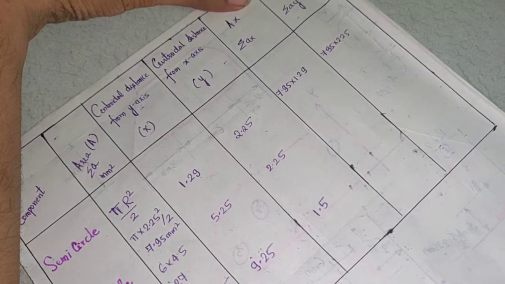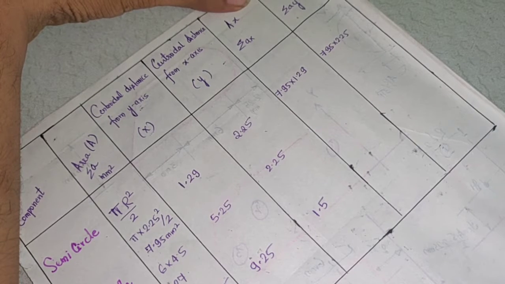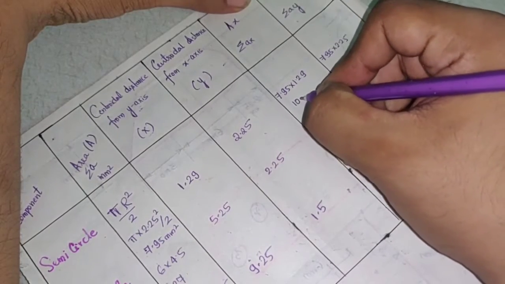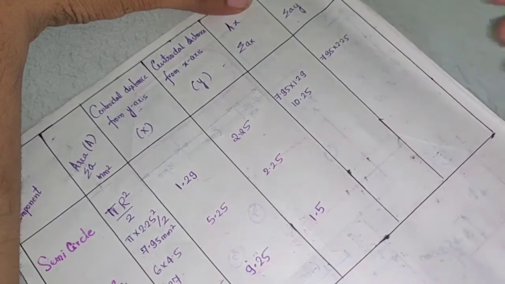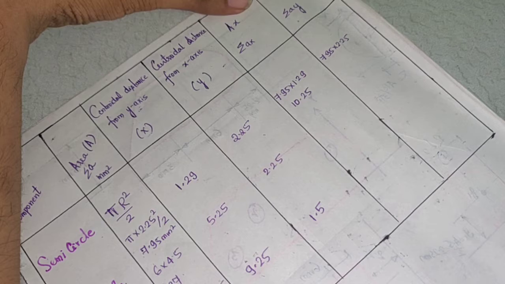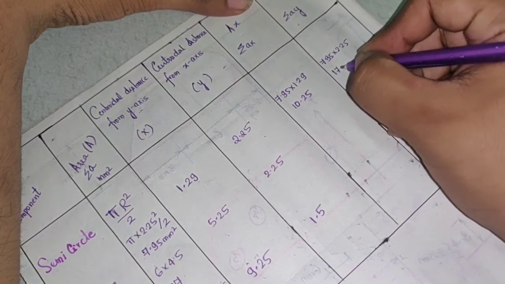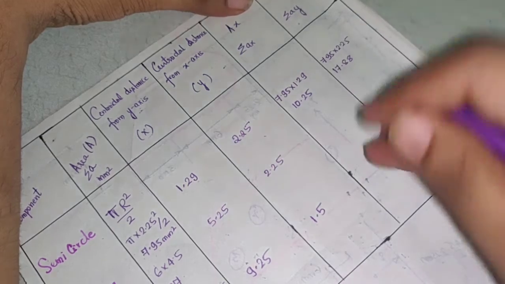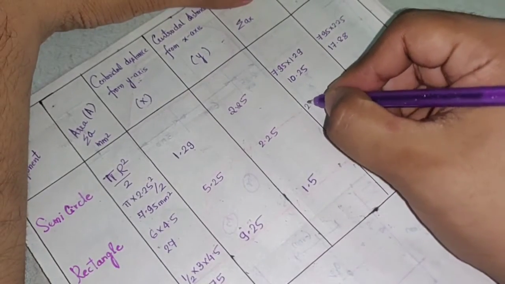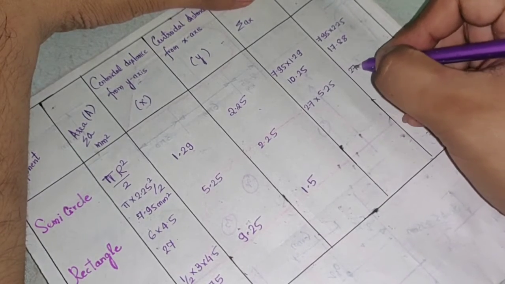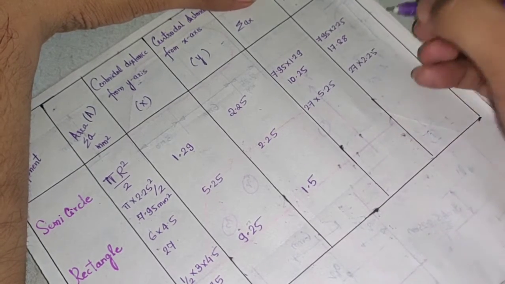We'll calculate that. How much is the value? So 7.95 into 1.29, we'll get this as 10.25. And this one, 7.95 into 2.25 is 17.88. Similarly, this one, 27 into 5.25. And this 27 is the area, into 2.25.